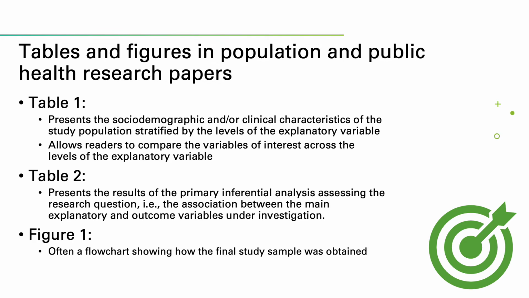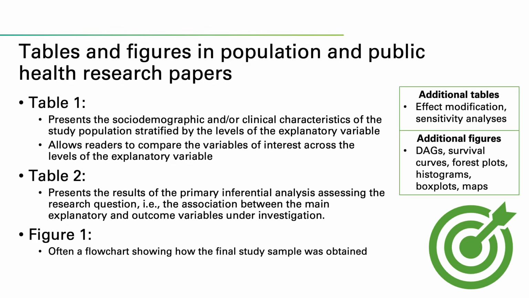Figure 1 is most often a flowchart showing how the authors obtained the final study sample after going through the inclusion and exclusion criteria. The inclusion and exclusion criteria should be detailed, and the exact number of people excluded at each step should be provided. Additional tables may present the results of the effect modification analyses or any other sensitivity analyses that provide additional clarity to the study, and other figures in epidemiological studies may include directed acyclic graphs, survival curves, forest plots, histograms, box plots, and maps.